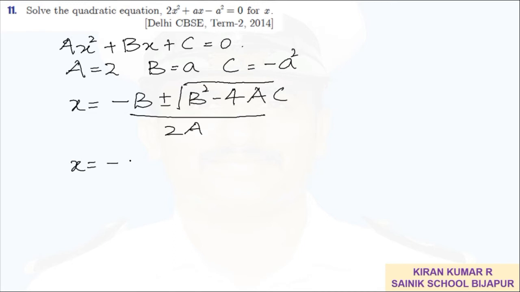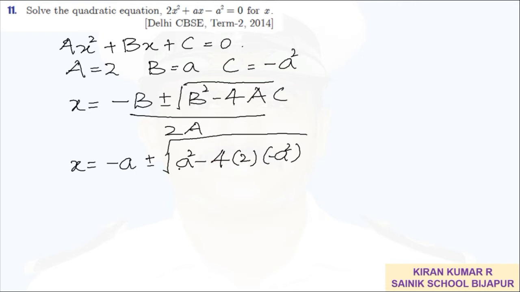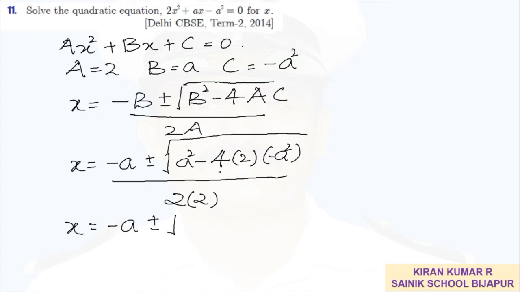Minus b is minus a plus or minus root of b square is just a square minus 4 times 2 multiplied to negative a square divided by 2 times 2. So x will be negative a plus or minus root of, this becomes a square, 4 2s are 8, a square. Here it becomes positive. Finally, we'll be getting 9 times a square divided by 4.